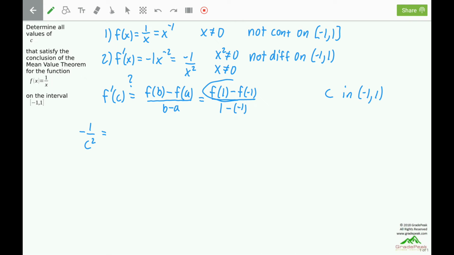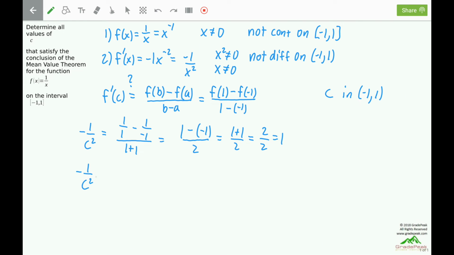F of 1 and f of -1 can be evaluated using f of x up here. So f of 1 is 1 over 1 minus f of -1, which is 1 over -1. And then all of this over 1 minus a -1, which is the same thing as 1 plus 1. 1 over 1 is 1, minus 1 over -1 is -1, over 1 plus 1, which is a 2. 1 plus 1 is 2, over 2, so 1. So we have -1 over c squared equals 1.